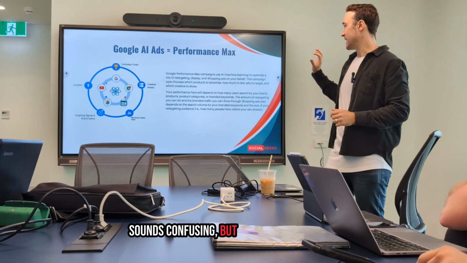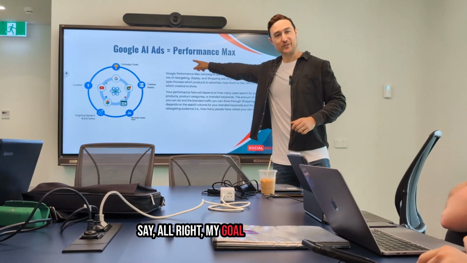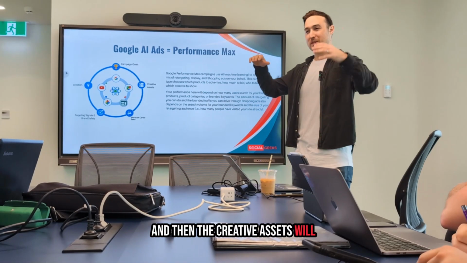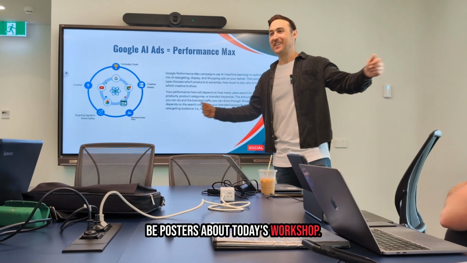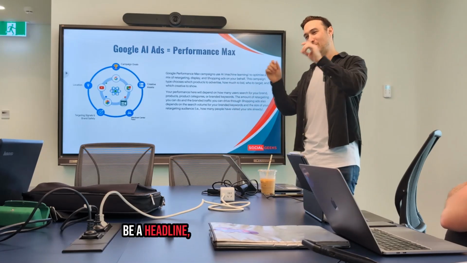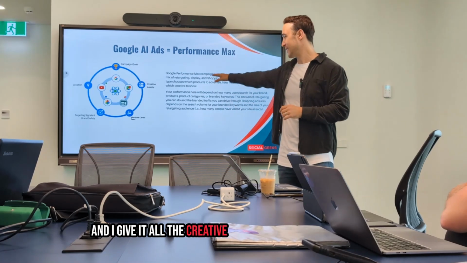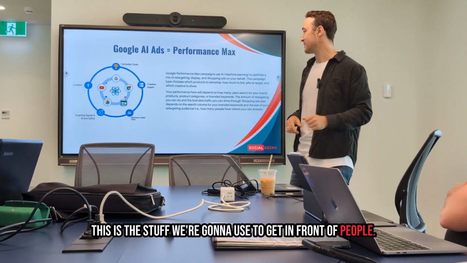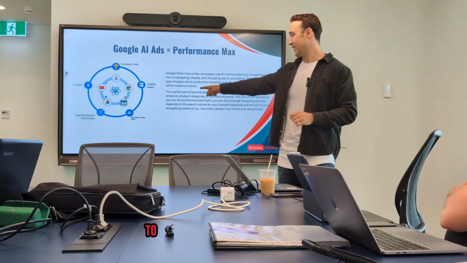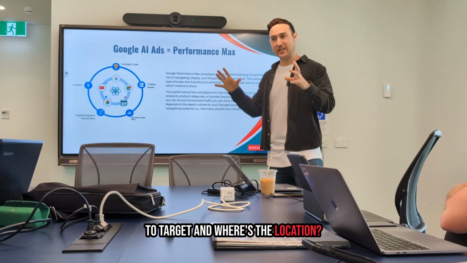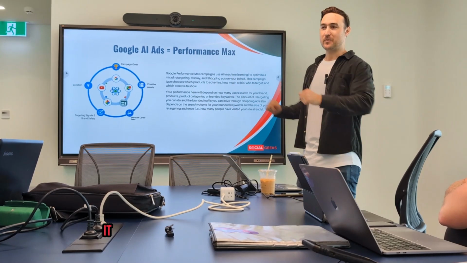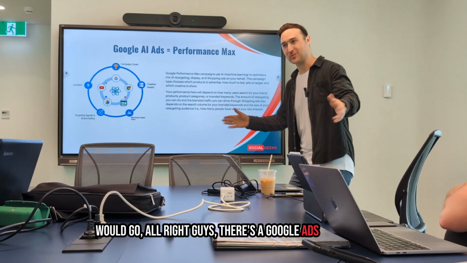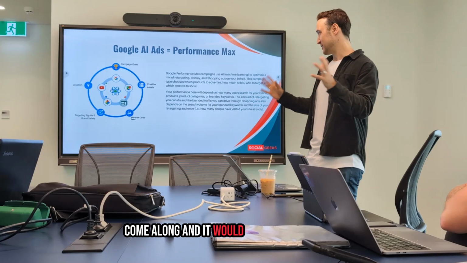Sounds confusing, but basically you would say, all right, my goal for the campaign is I want people to come to my workshop. And then the creative assets will be posters about today's workshop. And it might be a video from Kyle, and it might be a headline, want to learn about Google Ads. And I give it all the creative assets for it to go, okay, cool. This is the stuff we're going to use to get in front of people. I would then choose who do I want to target and where's the location, and it would do the rest. It would basically then pump out to Caloundra and it would go, all right, guys, there's a Google Ads workshop, come along, and it would do the work for me.